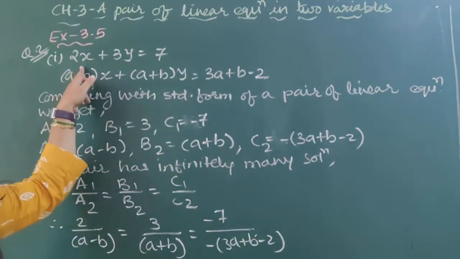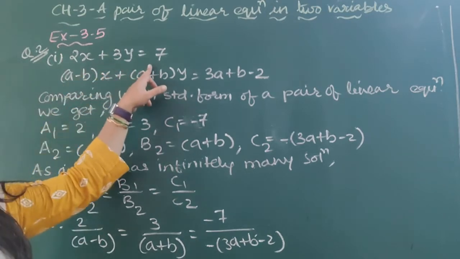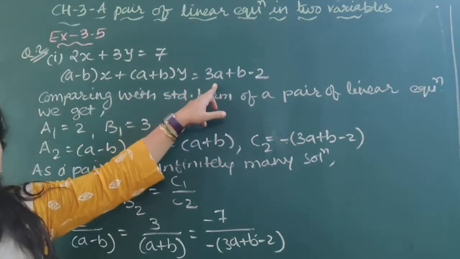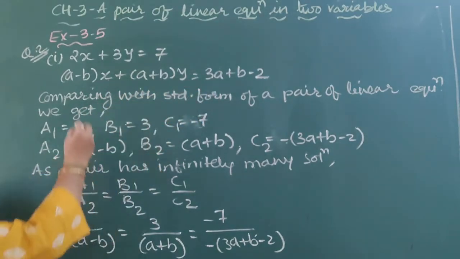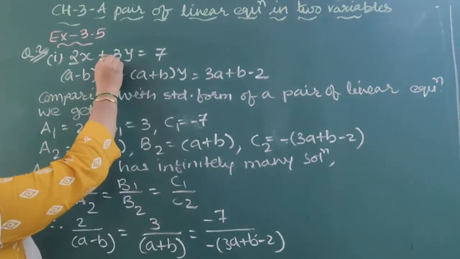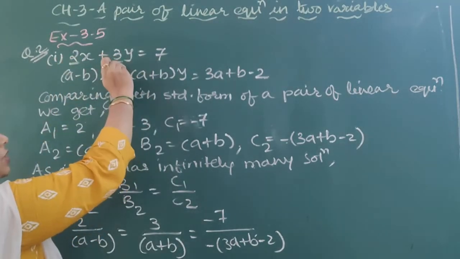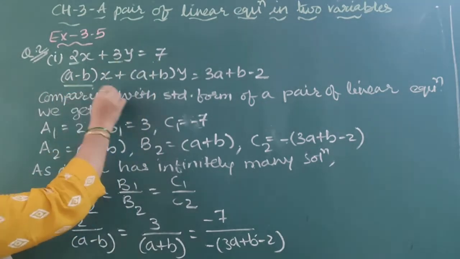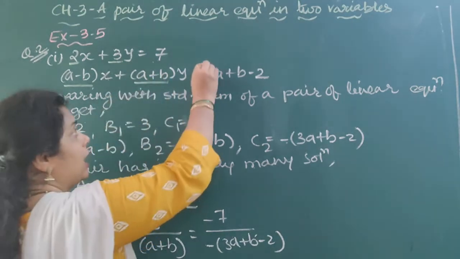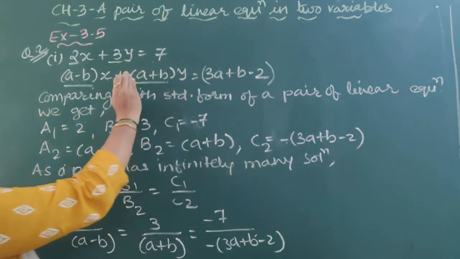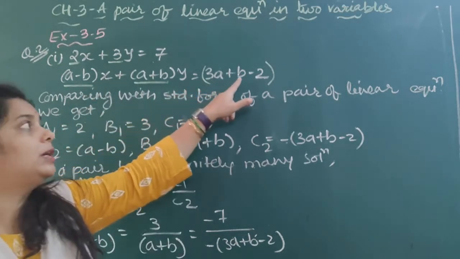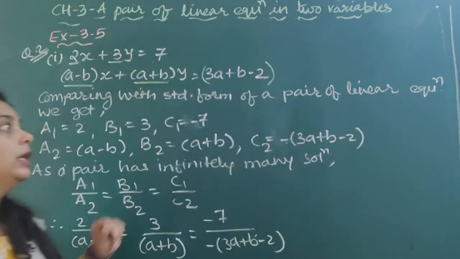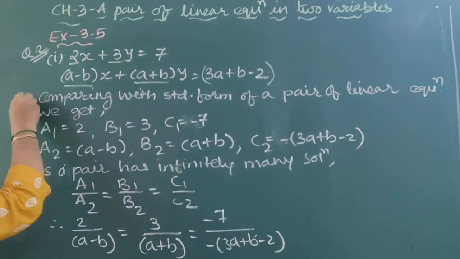As the equations are like this: 2x plus 3y is equal to 7, and (a minus b)x plus (a plus b)y is equal to 3a plus b minus 2. So here a1 is 2, b1 is 3, and c1, if we take it to the other side, is minus 7. a2 is a minus b, b2 is a plus b, and this whole bracket, if we take it to the other side, then minus into (3a plus b minus 2) is the value of c2. Is it clear?